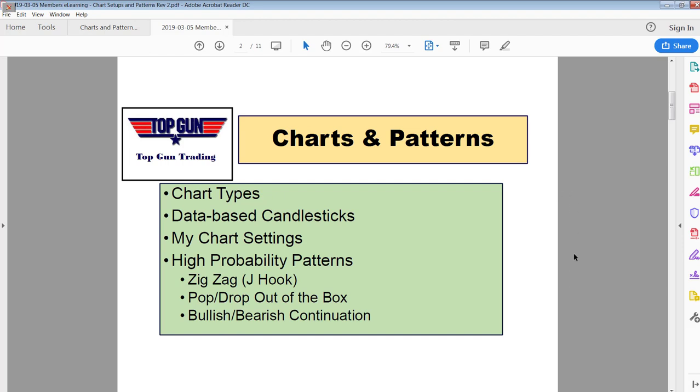All right, we're going to go over chart types. Then we're going to talk about some of the different types of candlesticks there are, the ones I use and why, and the pros and cons of each. Then my chart settings, and then the high probability patterns.